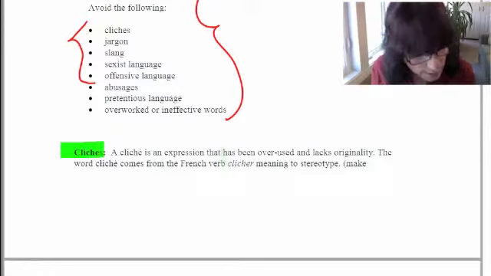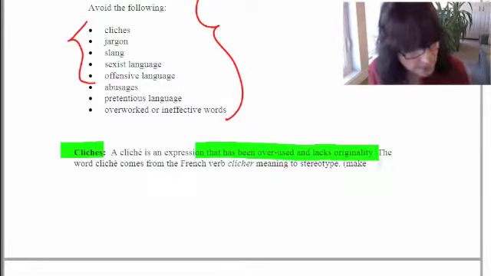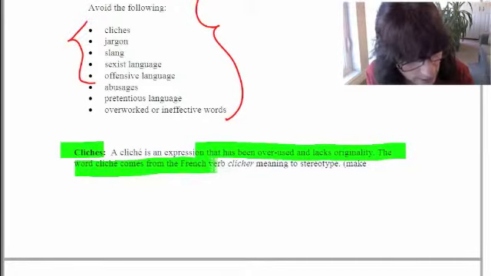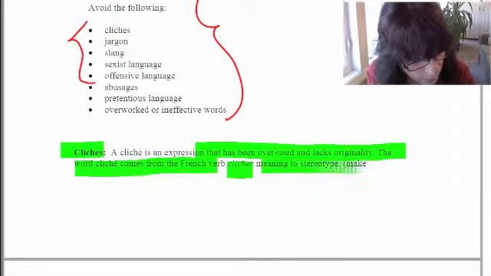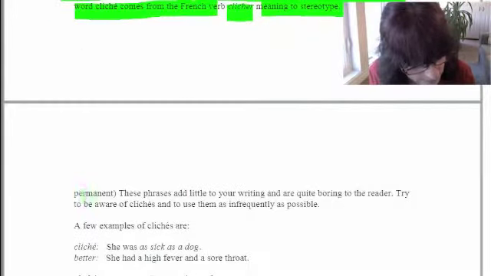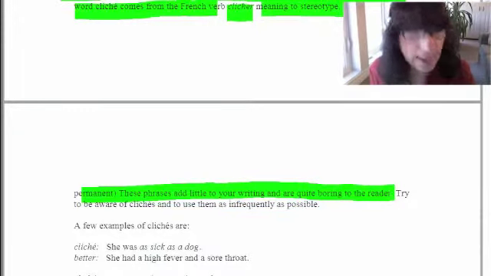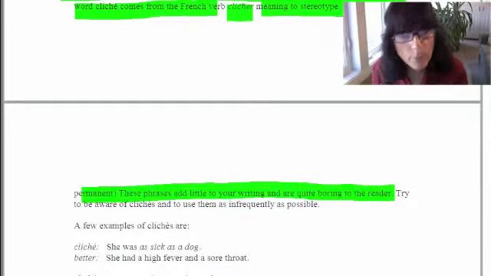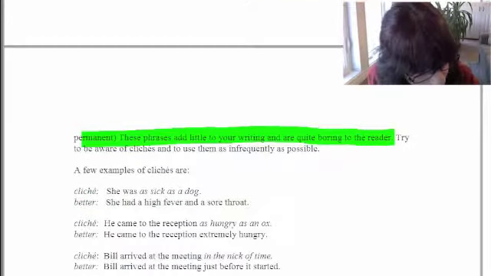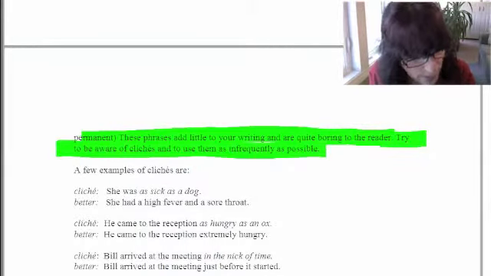Now, what is a cliché? It's an expression that's overused, and therefore when you overuse it, it lacks originality. The word cliché comes from a French word, cliché, which means to stereotype or to make permanent. So these phrases add very little to your writing, and clichés do become quite boring. They become trite. They can become repetitive. You're not using your finest language when you're using a cliché. So try to be aware of clichés and to use them as infrequently as possible.